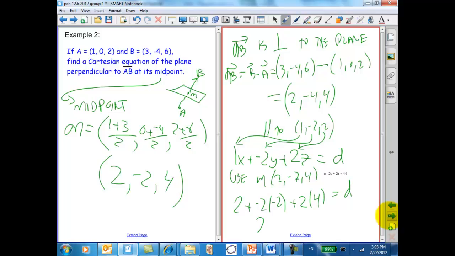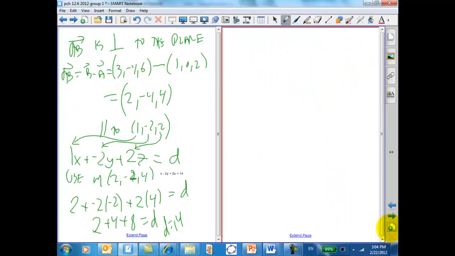So that's 2 and 4 and 12. I think I did something wrong there. 2 and 4 and 8. No, that's 18, right? Well, 2 times 4 is 8. Yes, the 8 at the bottom, thank you. I was doing some advanced adding. So it's 14. D equals 14. And so that's your equation of the plane.